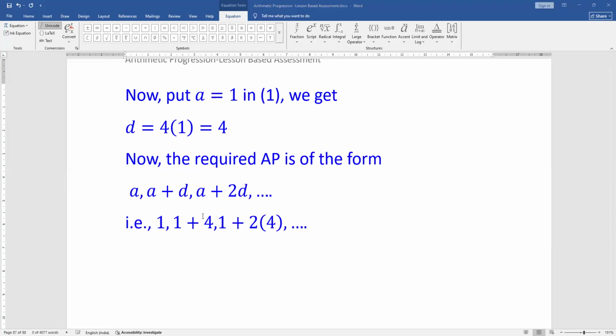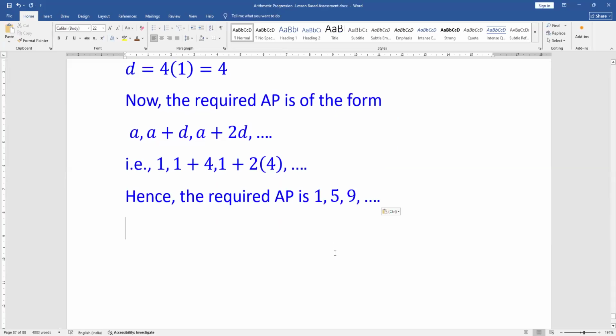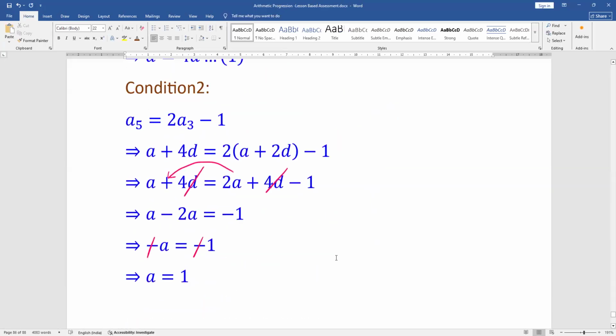So I write the next step here. So what is it here? 1, 1 plus 4 is 5, 2 into 4 is 8, 8 plus 1 is 9, correct? So 1, 5, 9 will be your required AP, correct? I write the conclusion here: the required AP is 1, 5, 9. Okay.